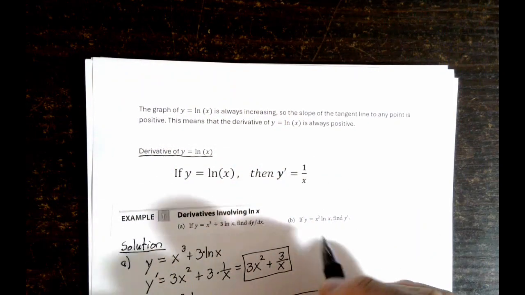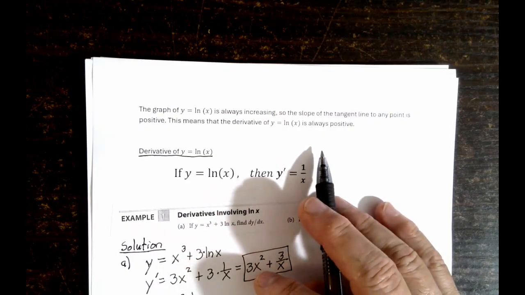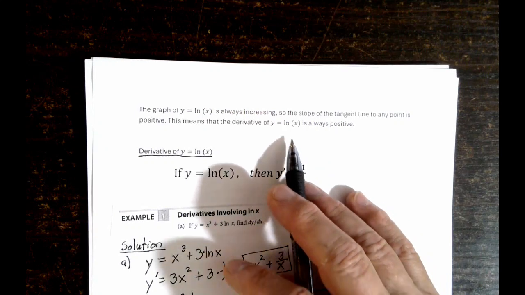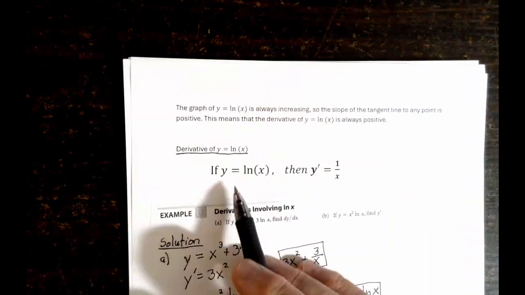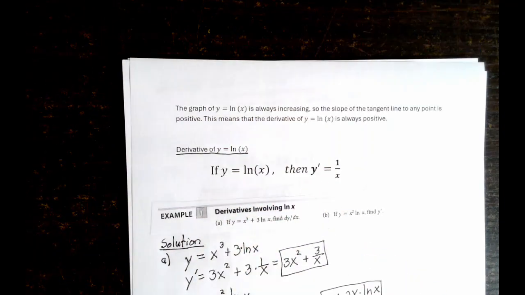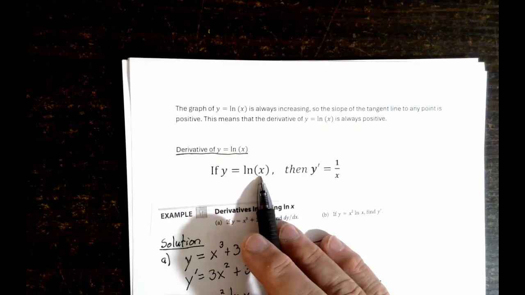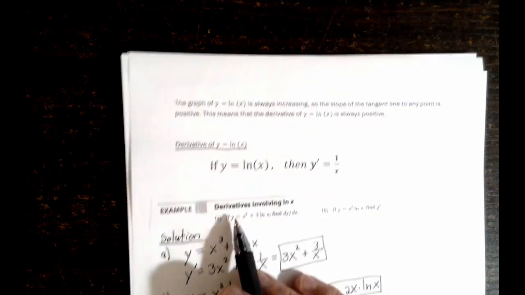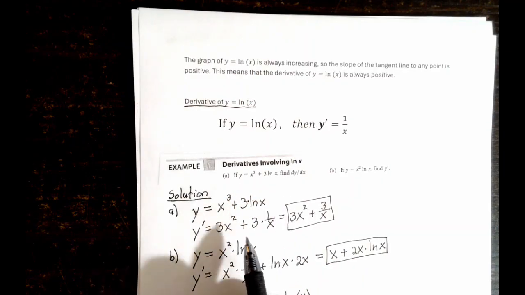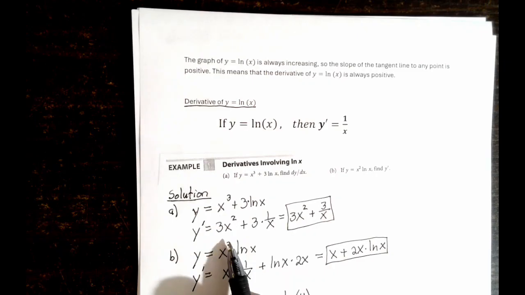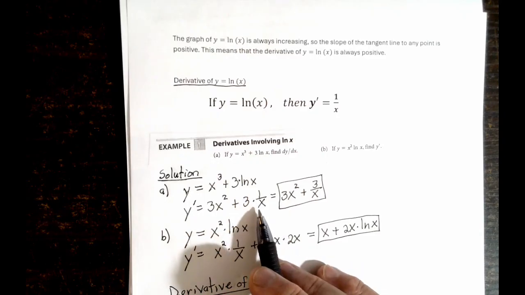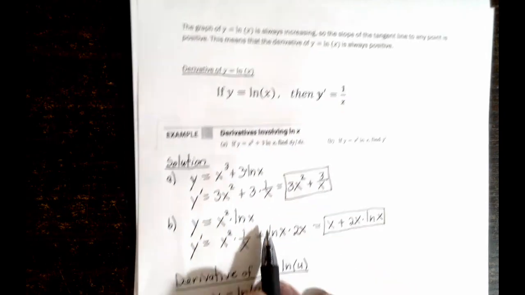The graph of the natural log of x is always increasing, so the slope of the tangent to any point is always positive. This means that the derivative of y equals ln of x is always positive. So if y equals ln of x, then y prime is just 1 over x. You just take what's in there and write 1 over it. So y equals x cubed plus 3 ln of x, find y prime. The derivative of x cubed is 3x squared. The derivative of the other term is just 3 times the derivative of ln of x, which you know is 1 over x. And then we simplify it that way.